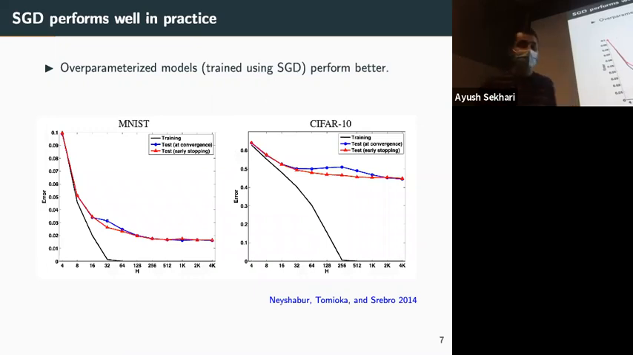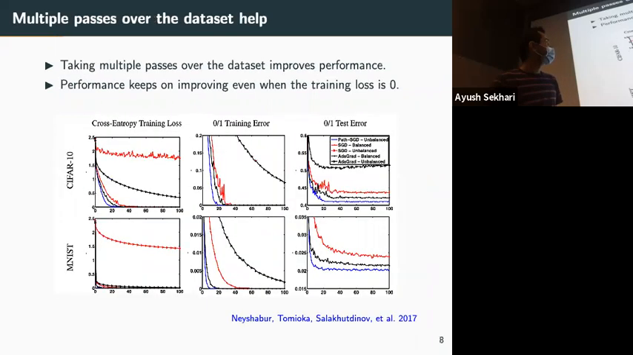So what has been observed in practice is that over-parameterized models trained using SGD work very well for a lot of these problems. Furthermore, the more you over-parameterize, the better performance you get. In this experiment, they considered two-layer neural networks where they increased the width of the network, and they observed that training wider and wider networks led to better performance. It has also been observed that taking multiple passes over the data set keeps on improving the performance. In a typical deep learning training setup, it involves taking about 100 passes over the data set. And what has been observed is that performance keeps on improving even when the training loss reaches 0.